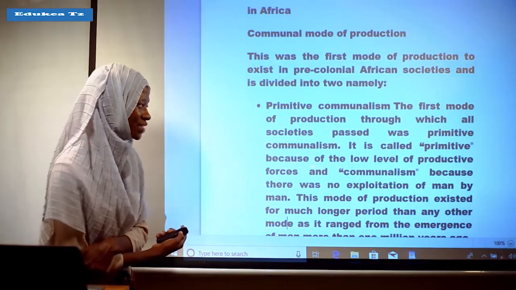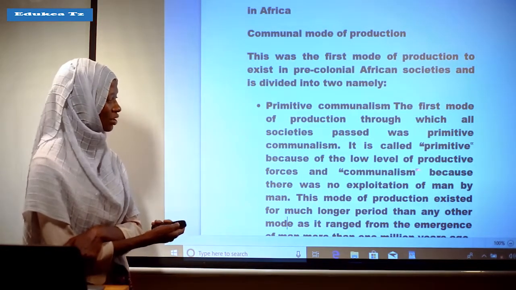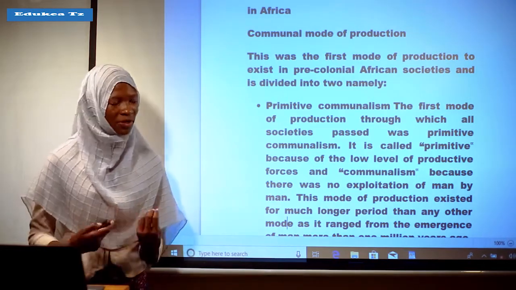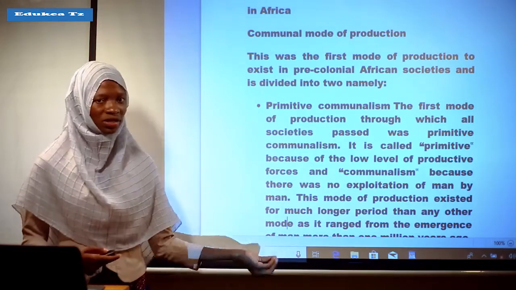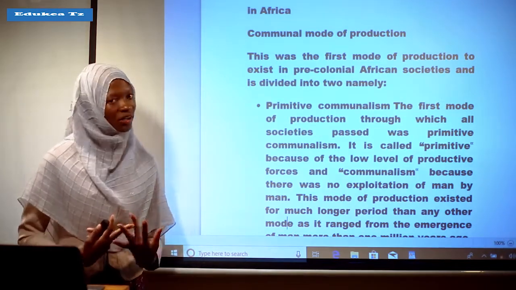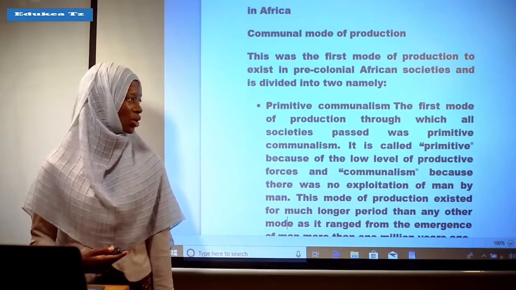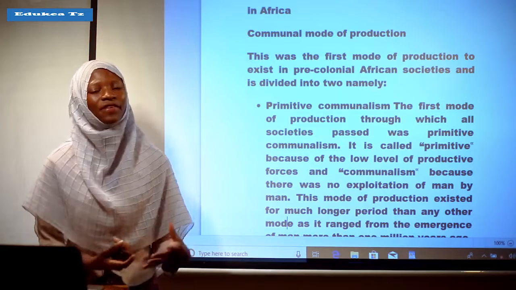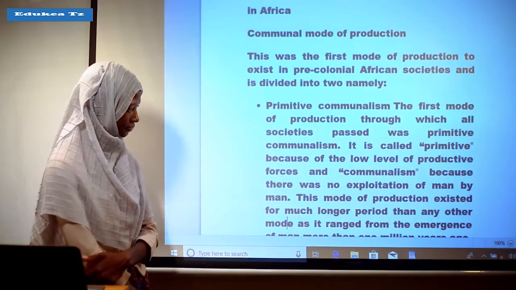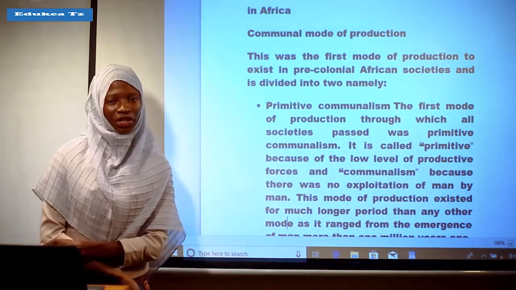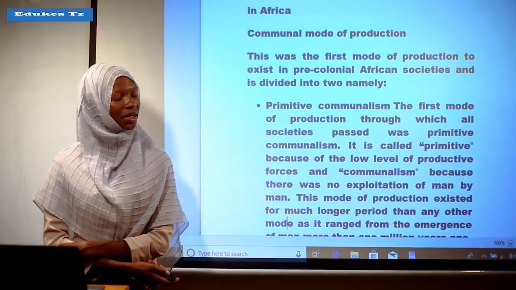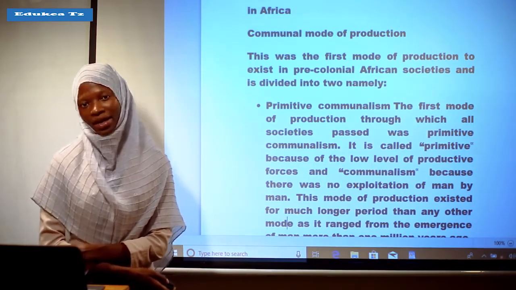It is called primitive because of the low level of productive force, and communalism because there was no exploitation of man by man. It is called primitive communalism because the first people used a low level of knowledge and productive force. But why communalism? Because the whole society was involved in production, and there was no exploitation of man by man. The only peculiar characteristic of primitive communalism is that there was no exploitation of man by man.